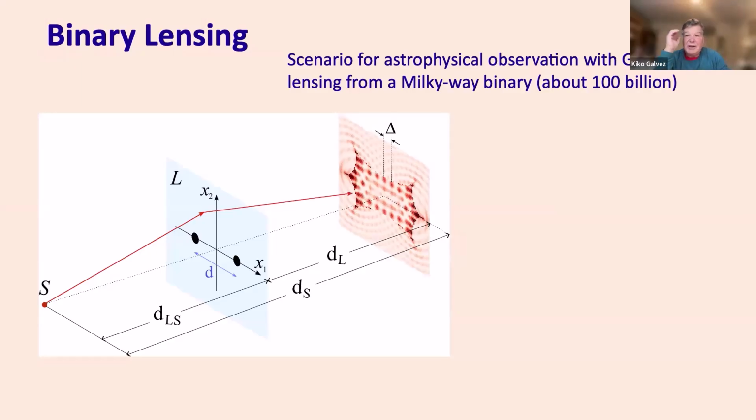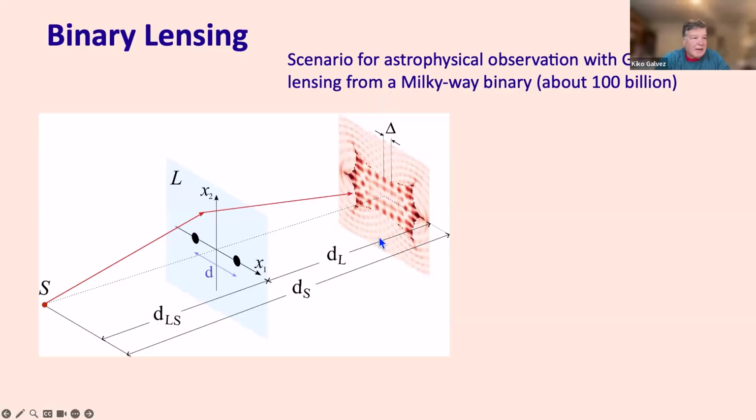Let me say that there's also a possibility that could be observed, because you may have a source that is far away from the Milky Way, but then in the Milky Way, about a third of the stars are binary stars. So one could in principle see gravitational diffraction from a binary system, and then there you have a graph of the situation.